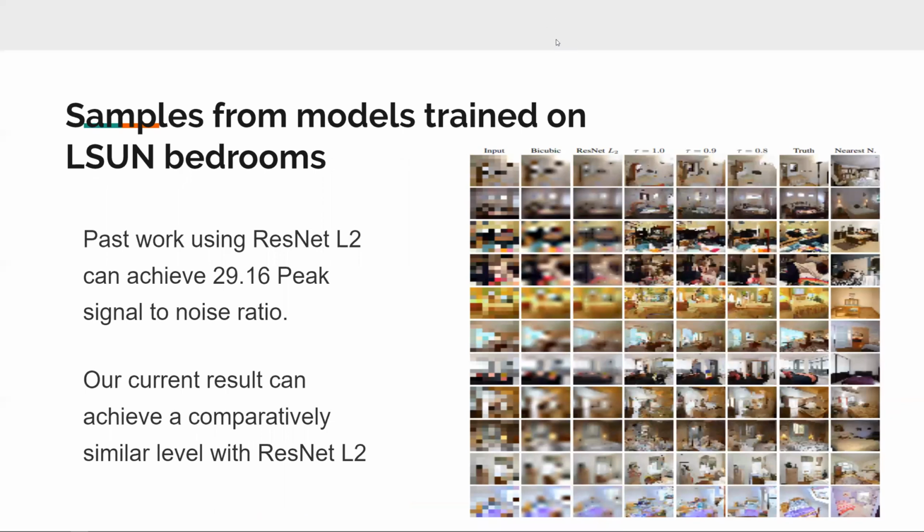Overall, we tried two different approaches to build the super resolution pipeline using UNet plus ResNet and super resolution GAN. Both can achieve reasonably the same performance as ResNet with L2 reported in the previous paperwork.